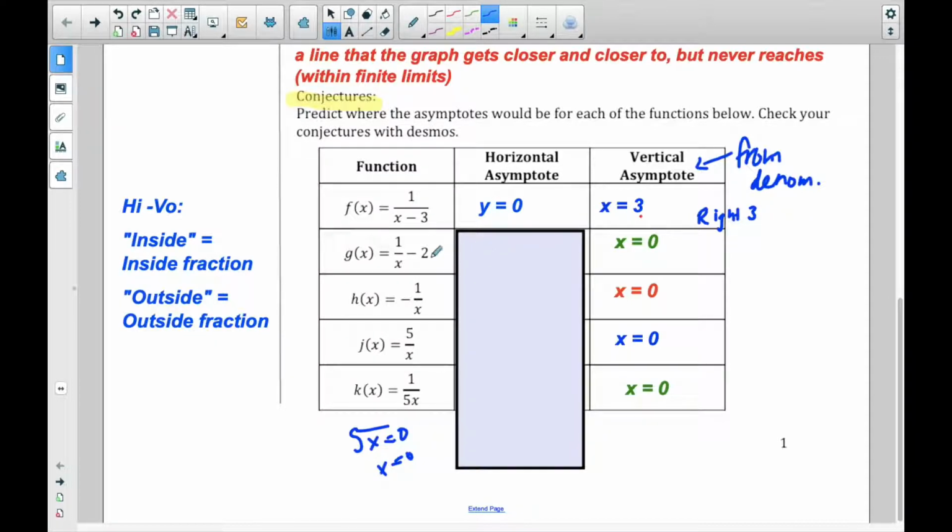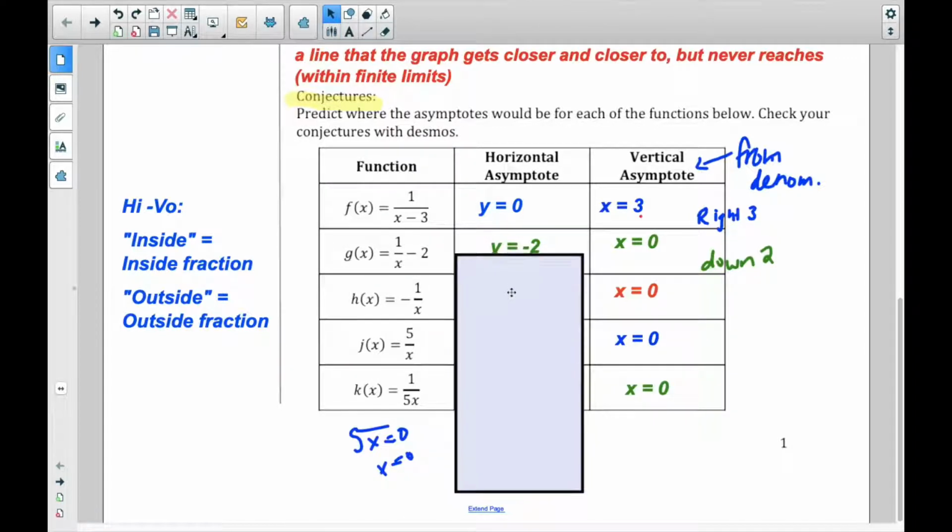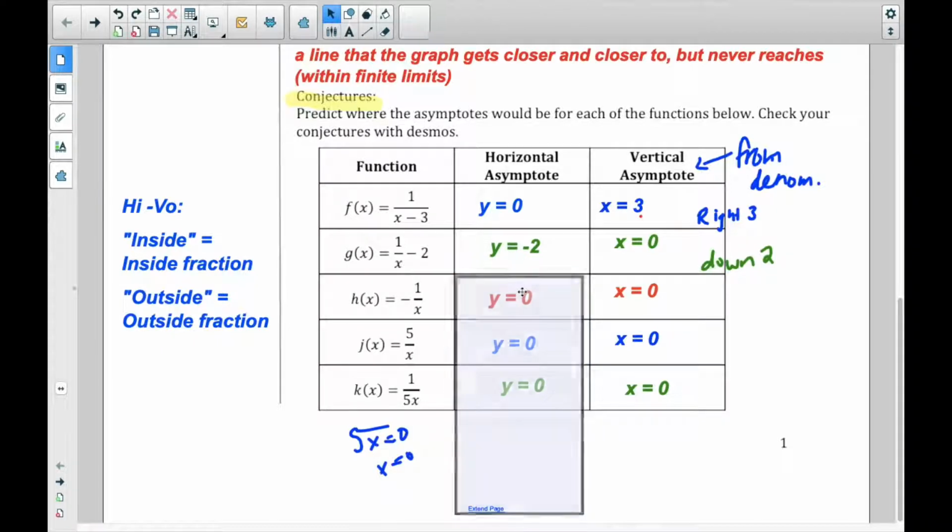The next one, it's moving down 2. That's what that minus 2 means, down 2. So that's why our vertical asymptote didn't change, we just moved it down. And so if we think about that, moving it down, then our horizontal asymptote is also moving down 2 units. The rest of the asymptotes here are just going to be zeros.